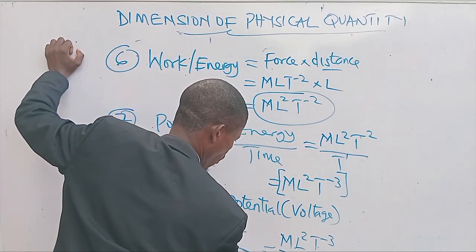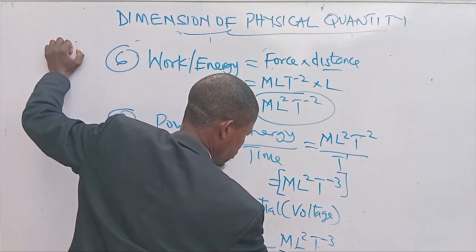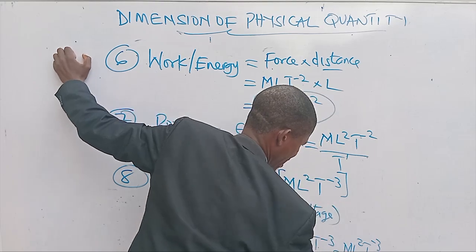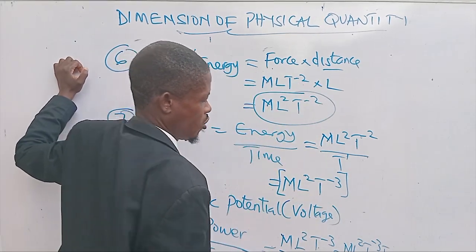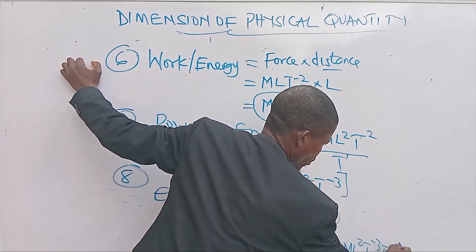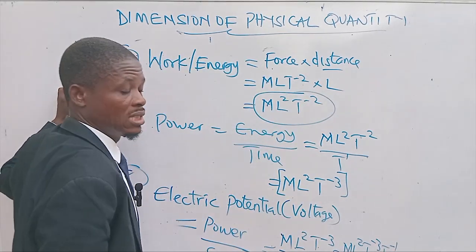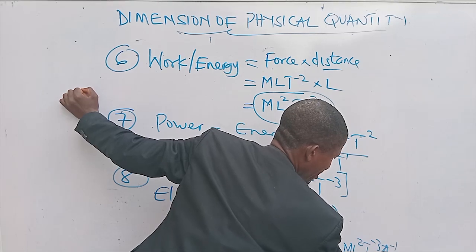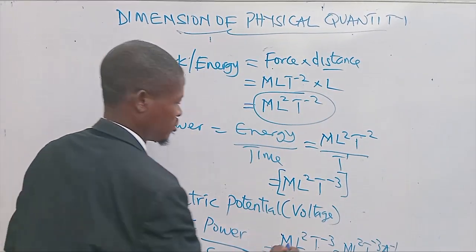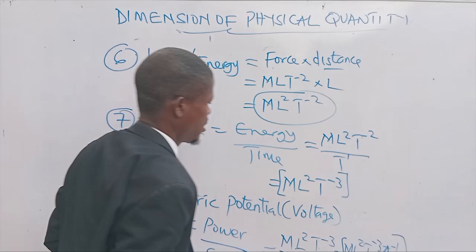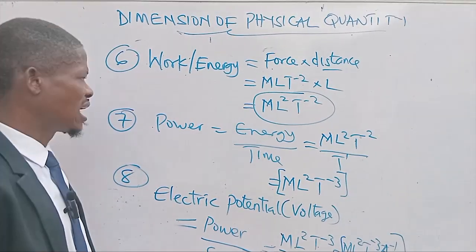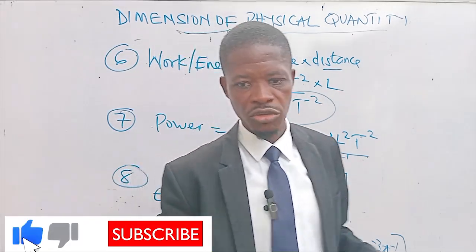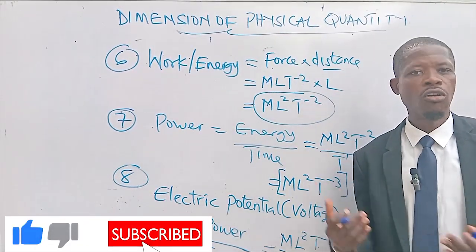So if you bring this one up, you're going to have M L square T minus 3, then the I. If you bring the I up, that'll be I to power minus 1. Or A, so you can write I or you can write A to power minus 1. So these are a list of few of the dimensions of physical quantities. We're still going to look at practical questions more on these aspects.